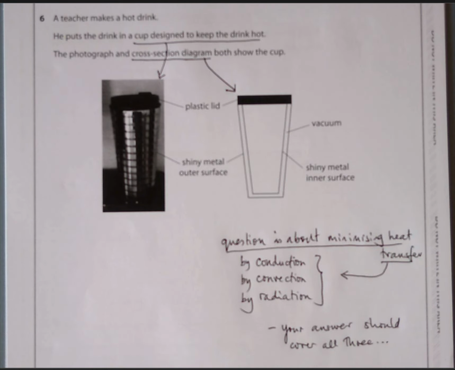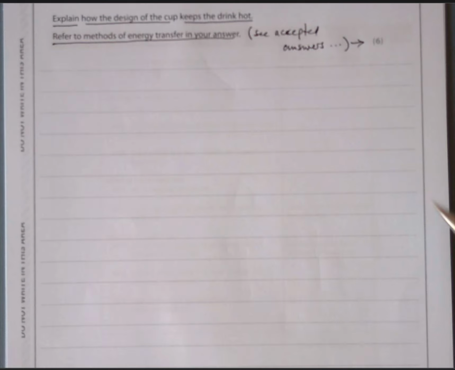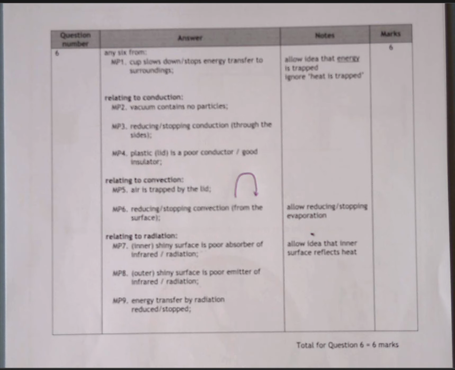We went through question 6, which was about reducing heat transfer by conduction, convection and radiation. It's a 6-mark question qualitatively, so you've got to write it all in there. You can do it as bullet points, and the examiner is giving you marks for all of these bullet points. Hope that makes sense.